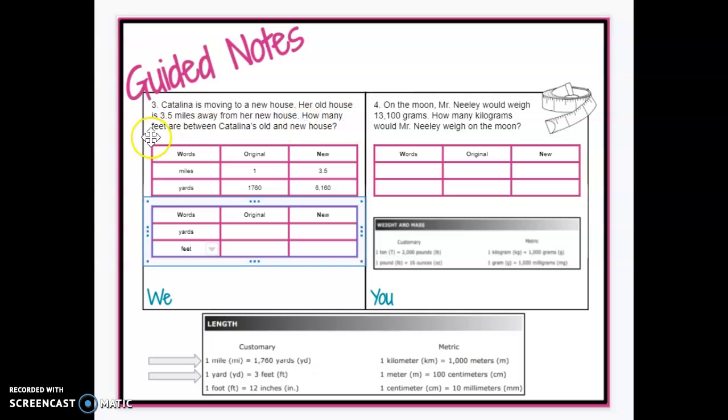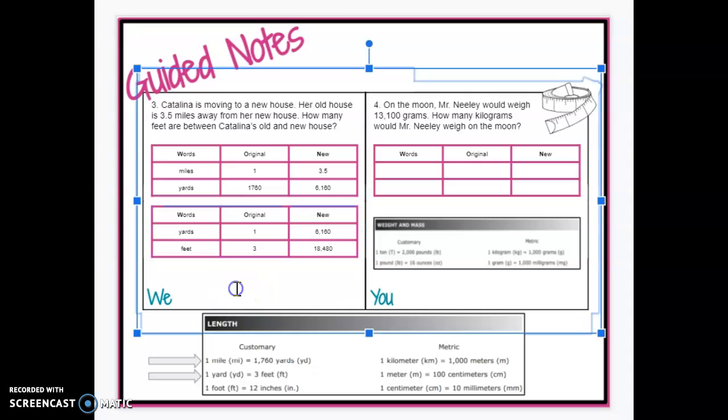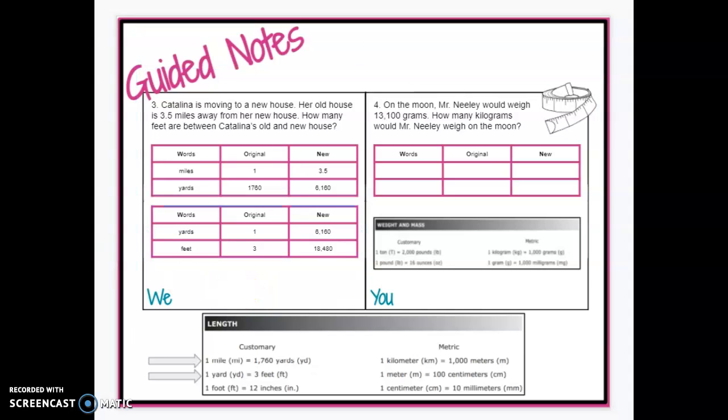Okay, so now I have yards and I have feet, because we're looking how many feet are between Catalina's old home. So my yards, this original, we're going to reference the chart information. I have 1 yard for every 3 feet. I have up here 6,160 yards. That's how many I have in 3.5 miles. Well, how many feet is that? I need to take that 6,160 and times it by 3. So I have 18,480 feet.